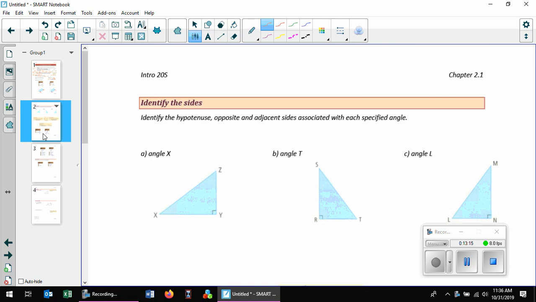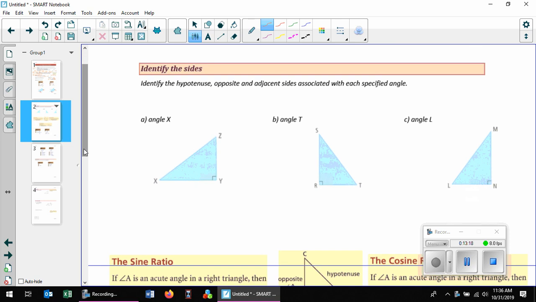Okay. So angle X, where's angle X? Right there, good. Bottom left corner. So there's my angle. I always like to indicate it so I know exactly where I'm looking. And now we're going to label the hypotenuse, opposite, and adjacent. Okay, so what side is XZ? That's your hypotenuse because it's across from the 90 degrees. What side is ZW? ZY? Okay, so you guys do the next one.